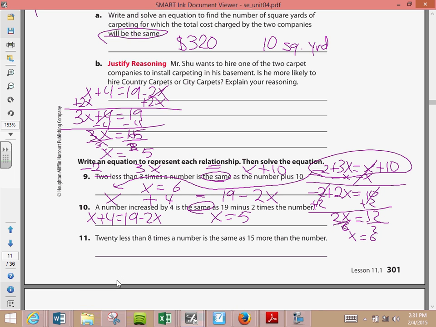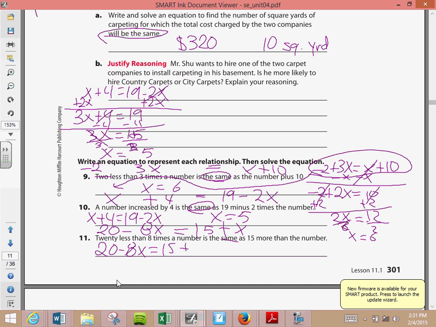The next one, again, it's just words. They want you to translate words into numbers and put it together. It's not a big deal. So 20 less than 8 times a number, which is x, is the same as 15 more than the number. Are we good? So 20 minus 8x equals 15 plus x.